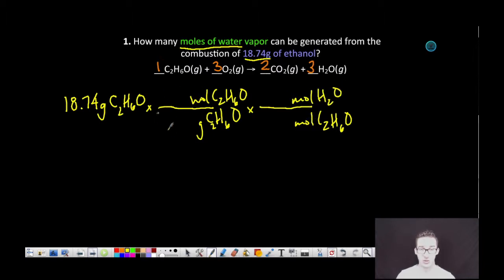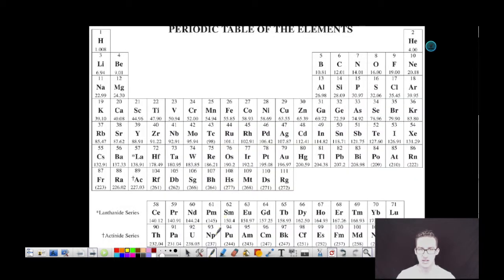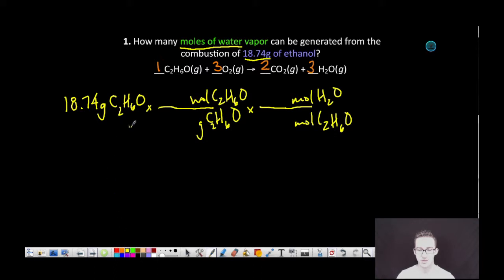As we think about how to determine the relationship between these two things, moles and grams, that relationship is found on the periodic table. So again, you're going to use C2H6O. You're going to sum together the masses of each of these elements. There's C, there's O, there's H. We need 2 carbons, 6 hydrogens, 1 oxygen. When you sum those together, you get a mass of 46.068 grams for every 1 mole of ethanol.